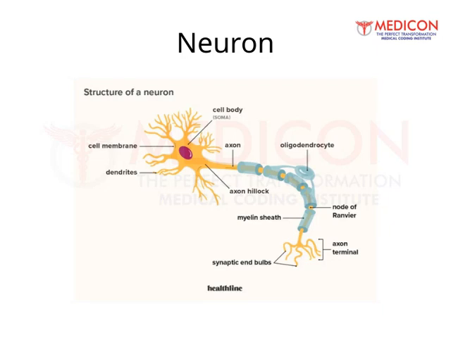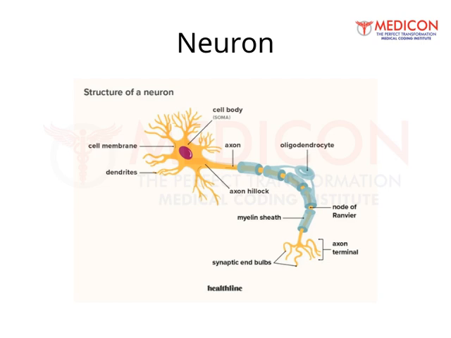Let's take a closer look at the neuron. Neurons are the fundamental building blocks of the nervous system. They are specialized cells designed to transmit information throughout the body. The key points to remember are that neurons communicate through electrical and chemical signals, enabling us to think, feel, move, and respond to our environment.